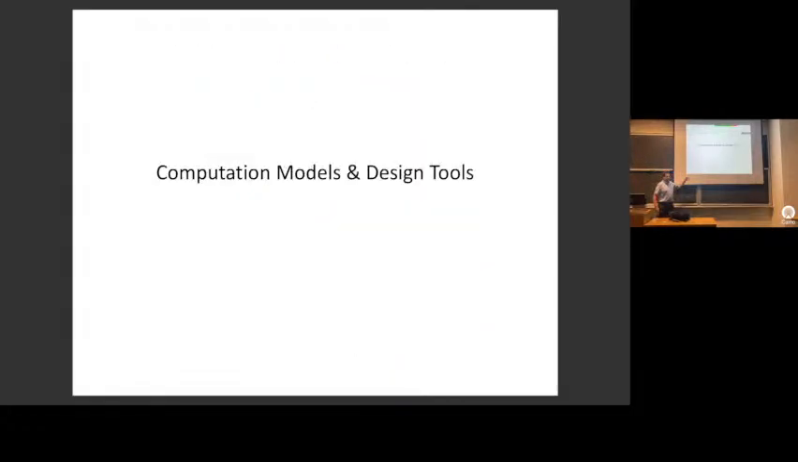Let's just talk about how these compute models impact design tools. Compute models are a way to think about organizing your computation for efficiency, but they're also a way to think about how I would program this. And they don't go together in lockstep. The decision of what compute model to use doesn't determine that I must now use this exact design tool, but it does make some design tools easier than others.